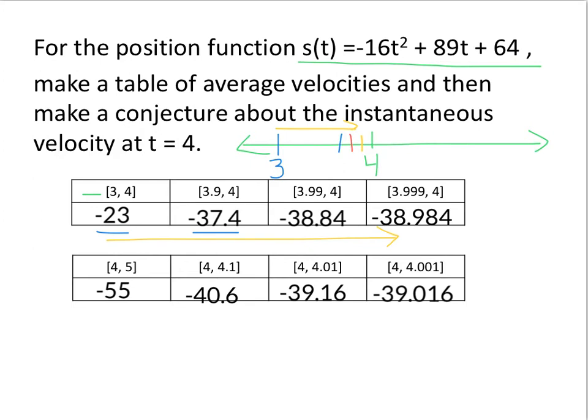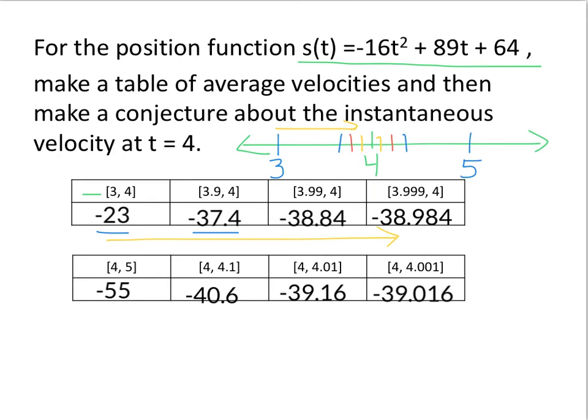And then what I have to do is go from the opposite direction. So then I started over here at 5. And I found my average velocity was negative 55. And then I went in and I went, okay, let's go just above 4. So I'm at 4.1 and I had negative 40.6. Then I went in a little bit closer. 4.01 was negative 39.16. And then I went in even closer, and at 4.001, my average velocity was negative 39.016.